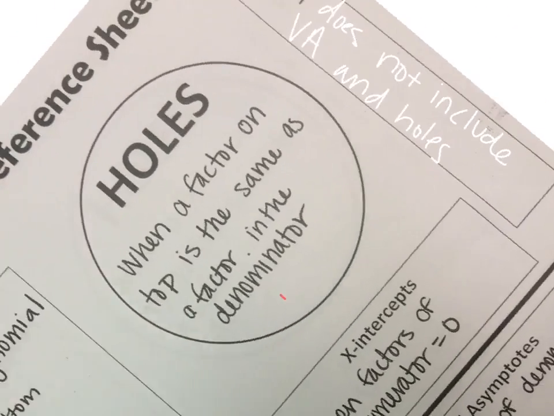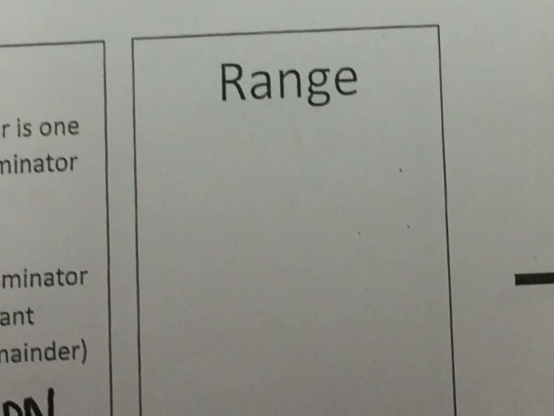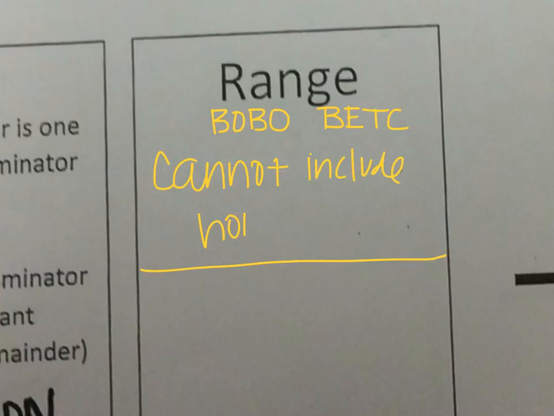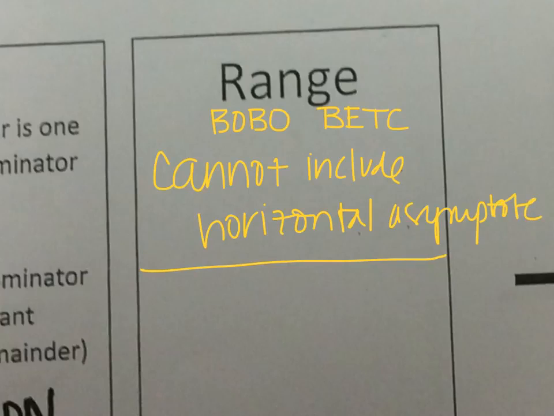Okay, so for our range, I want you to find the range box on your page. And I want you to draw a line splitting it in half. And on the top half, I want you to write Bobo and Betsy, because the triplets determine our range. The triplets help determine our range. Okay, what do Bobo and Betsy have in common that's different from Botan? They have a horizontal asymptote. So the range cannot include our horizontal asymptote. So that's our restriction on our range, that it can't include our horizontal asymptote.